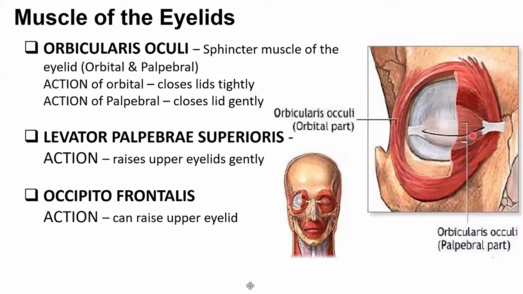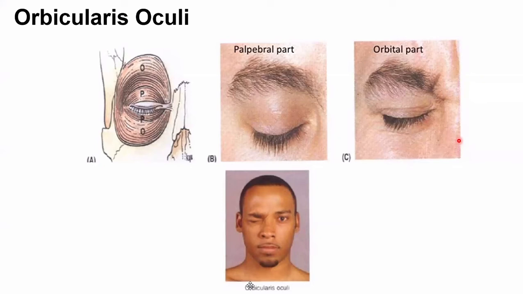Levator palpebrae superioris naman is the one that raises your upper eyelid gently. So all of these are supplied by the facial nerve. So example of the orbicularis oculi, if you use the palpebral part, you just close it gently, but for the orbital part, pwede ka magpurumus to close your eyes tightly, just like this one.